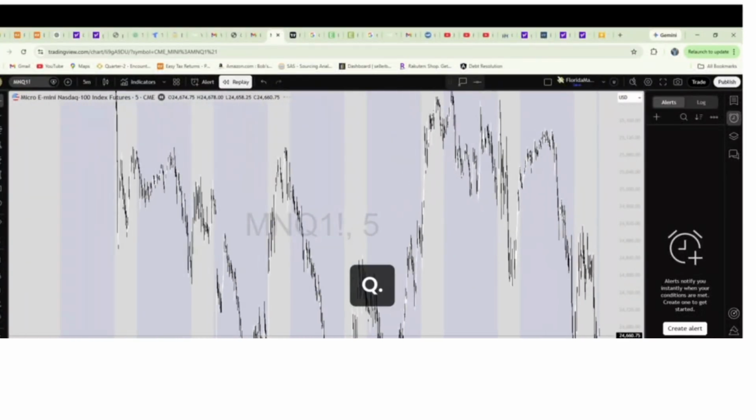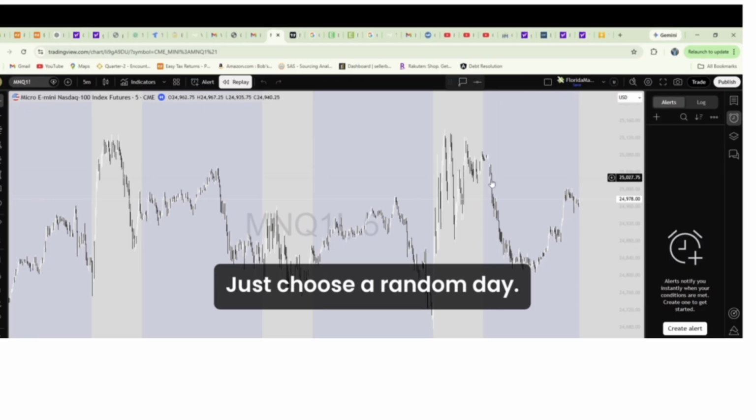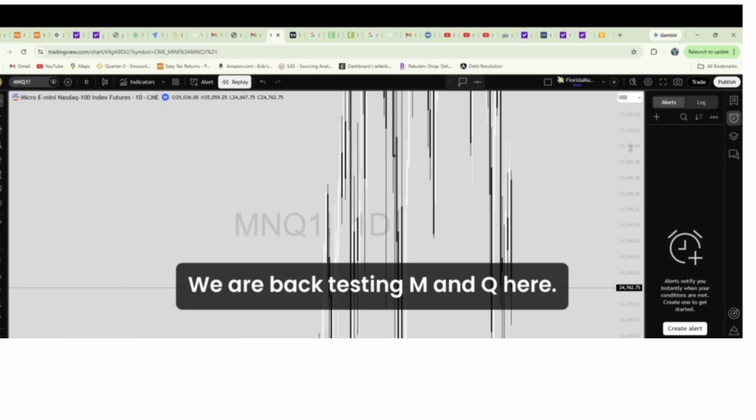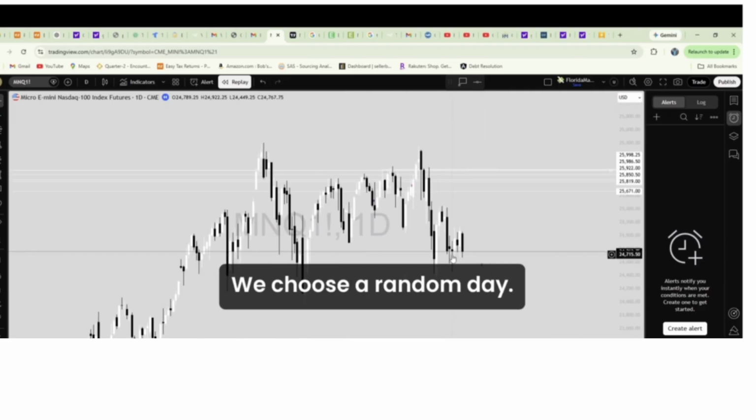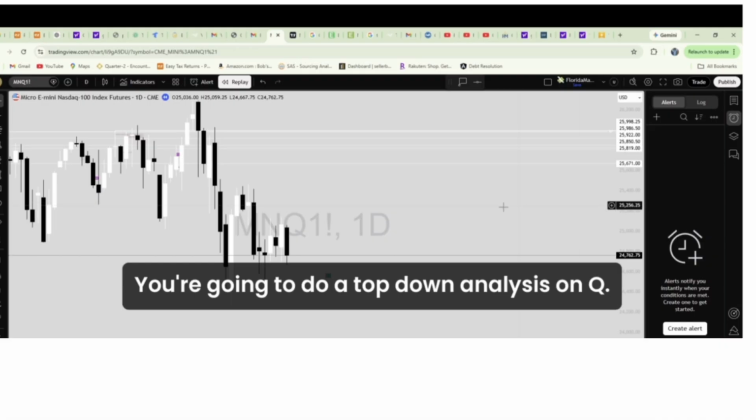Backtest MNQ. Just choose a random day. Okay, we're backtesting MNQ here. Choose a random day. We're going to do a top-down analysis on MNQ.